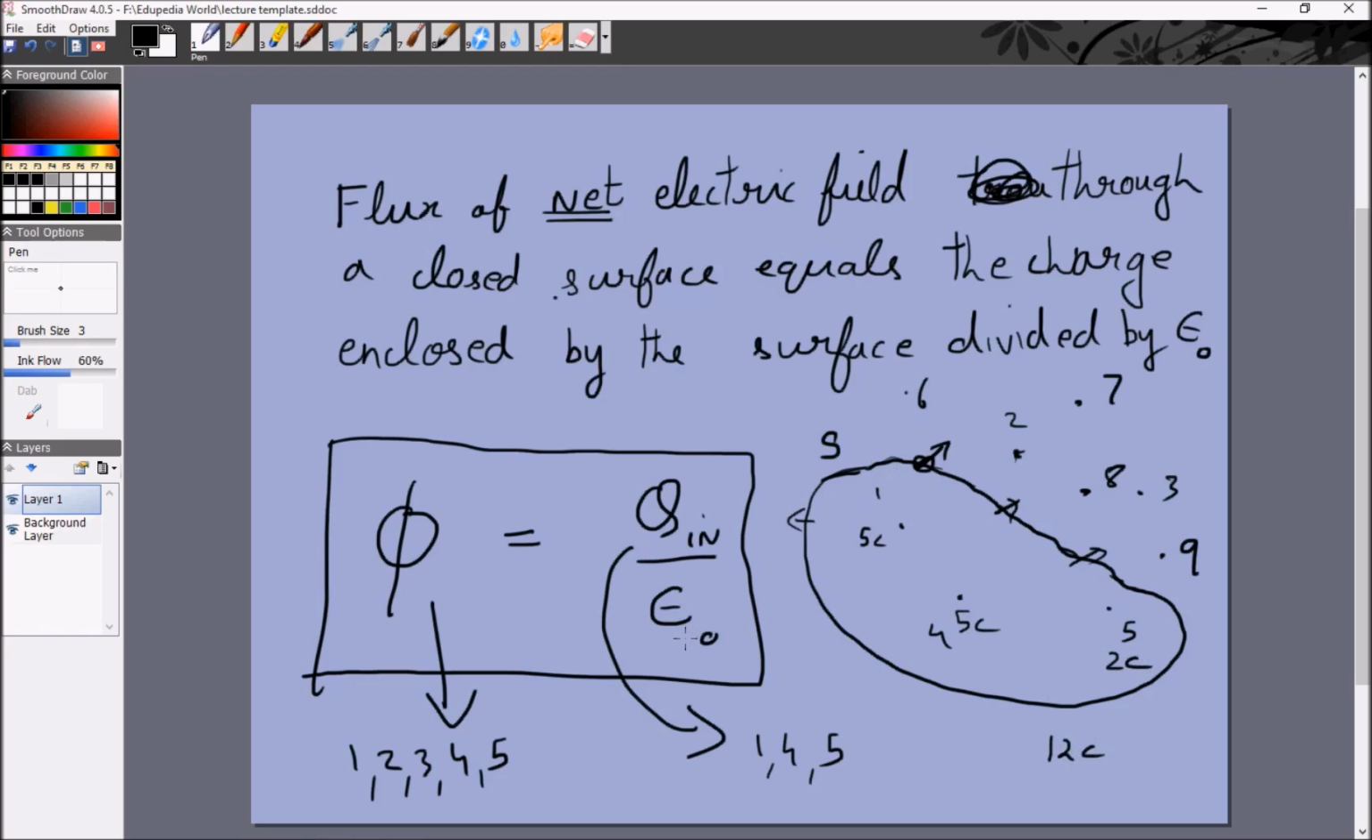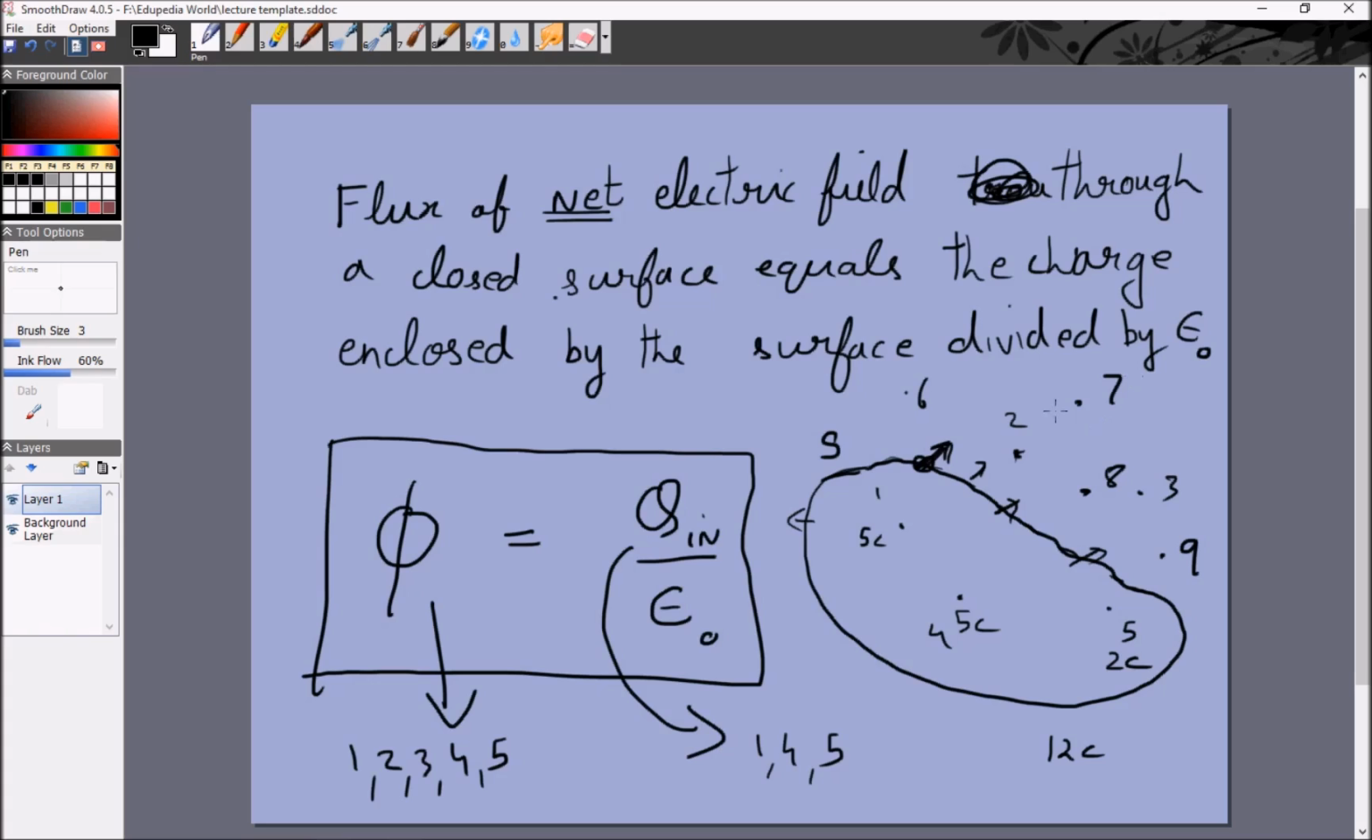Epsilon naught is a constant. So no matter how many charges you add outside, the RHS will remain the same. That means by Gauss law, the LHS will remain the same. Does that mean the electric field at this point will remain the same? No. The electric field at every point will change with the addition of new charges because their electric field would add to the original electric field.